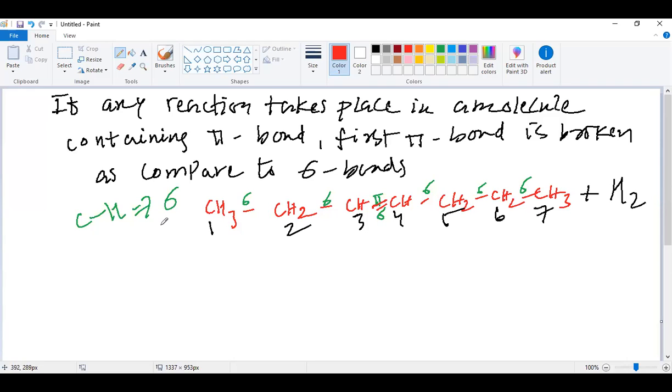How will this sigma bond be broken so that we can add hydrogen? What is written? If any reaction takes place in a molecule containing pi bond, first the pi bond is broken as compared to sigma bond. If an old bond is broken, a new bond will be formed. So where do you find the bond will be formed? Where do you find the hydrogen will be added?